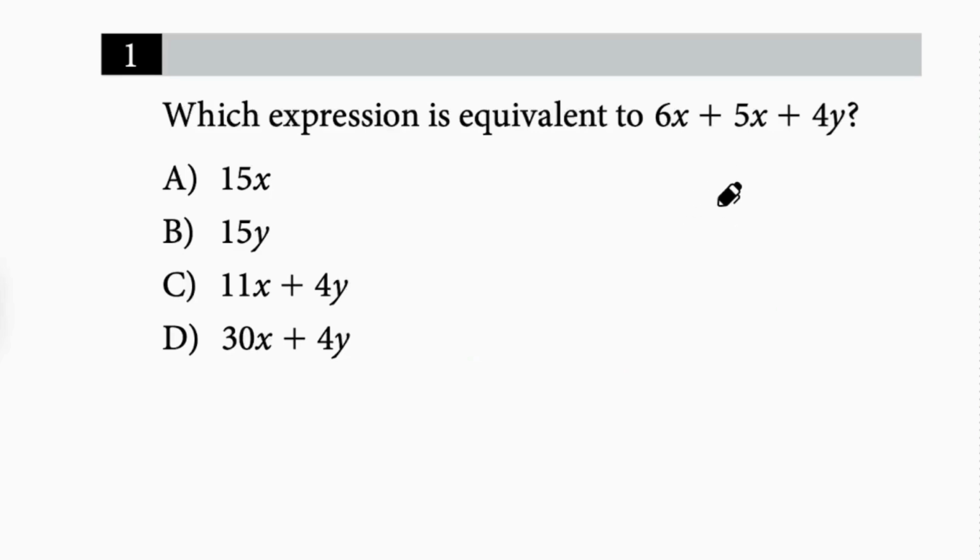Now let's say x are apples and y are bananas. So there are 6 apples plus 5 apples. So how many apples? 11 apples. And 4y, so that means 4 bananas. We cannot solve it further, right? Okay, so C is the right option.